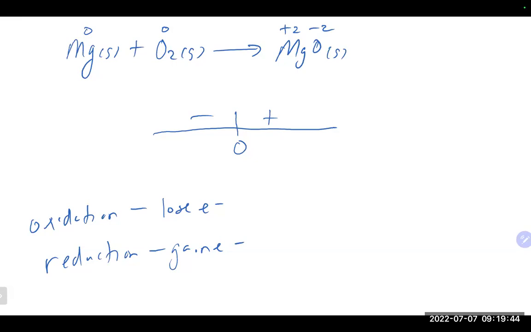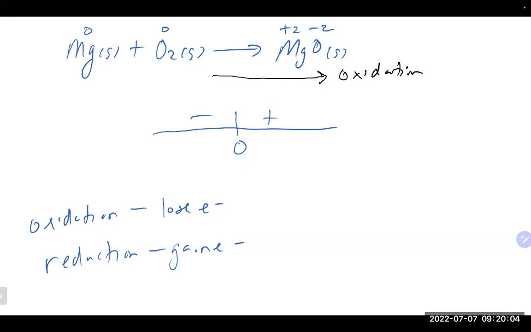If you lose electrons, you will actually become more positive, right? Because you've got more protons than electrons, so you'll become more of a positive charge. So if you follow the oxidation number and you find yourself moving in the more positive direction, that guy is going through oxidation.